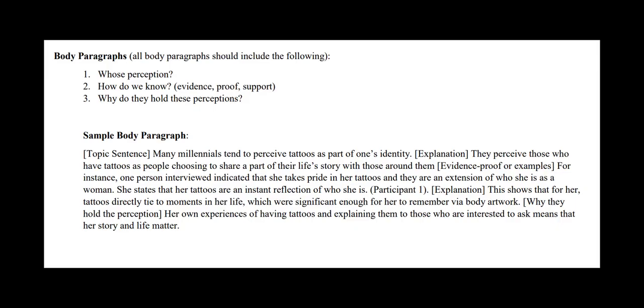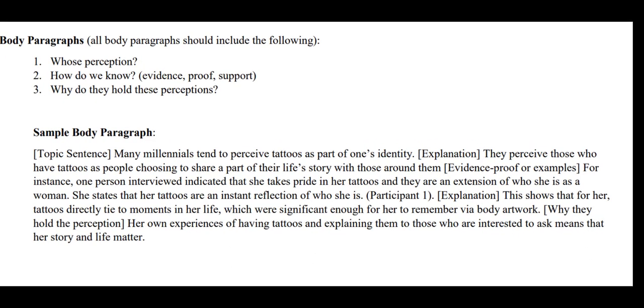So let's go ahead and look at a potential sample body paragraph, specifically as it relates to essay number 1. So 3 aspects that you need to be included in essay number 1 is whose perceptions, how do you know, so this is going to be your evident proof or support, and why do they hold these perceptions. And we're going to implement the Texas format as well as some of the templates from the They Say, I Say text. So keep in mind, again, the purpose. So we know that we're writing for essay 1, the body paragraphs are going to present the different perceptions that you are including as far as the assignment requirements are concerned.